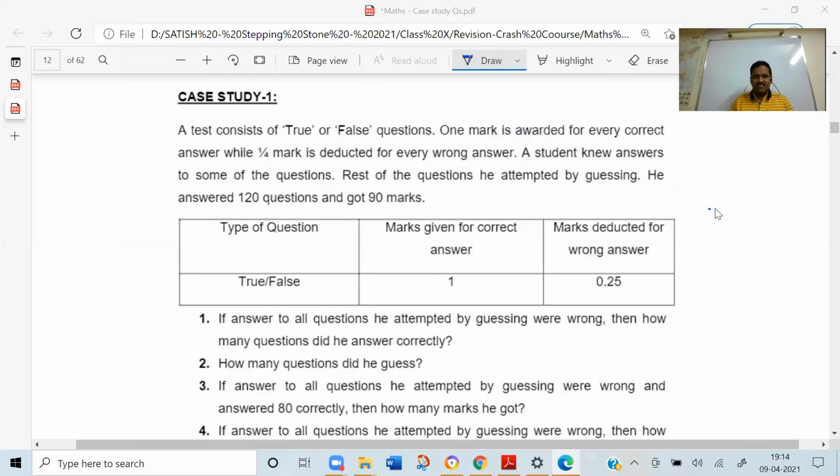Type of question: marks given for correct answer, marks deducted for wrong answer. So true or false, 1 mark, and deduction is 0.25. First question: if answers to all questions he attempted by guessing were wrong, then how many questions did he answer correctly? So use the variables here and try to frame the linear equations in two variables and then solve.